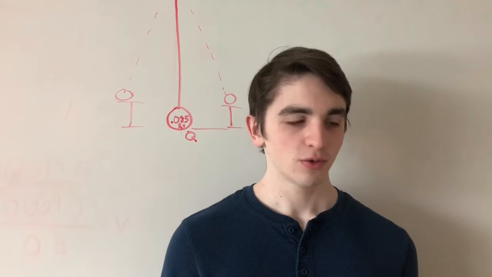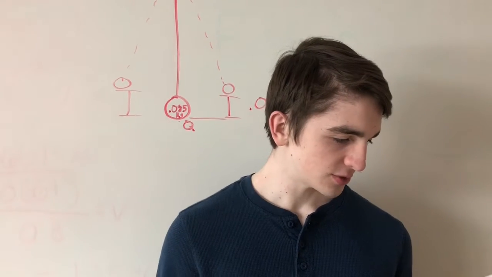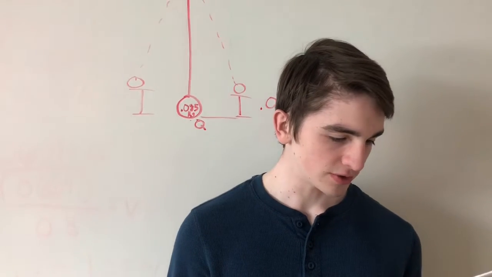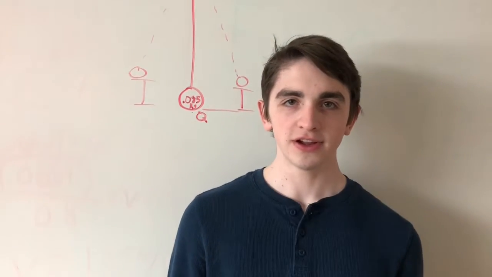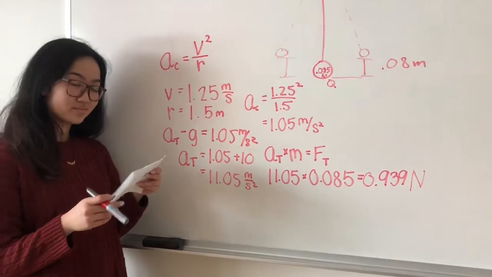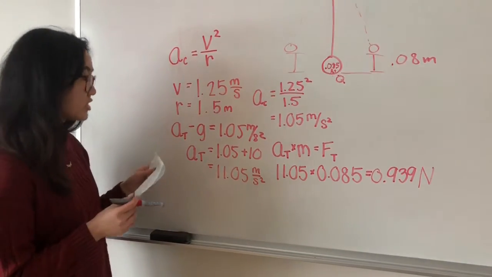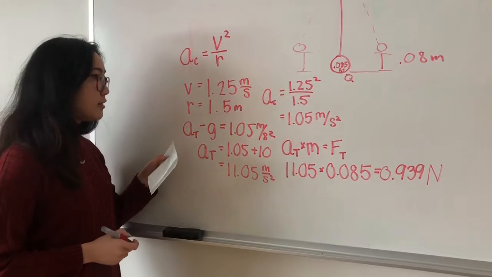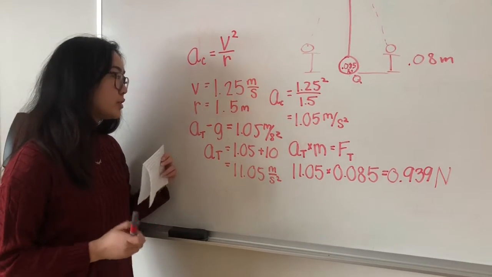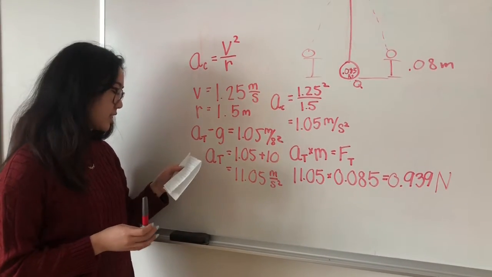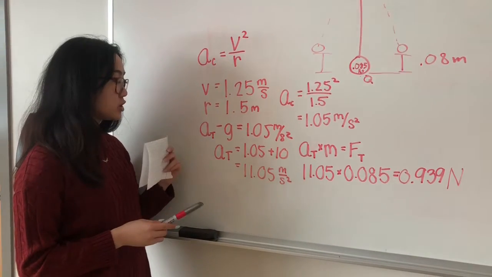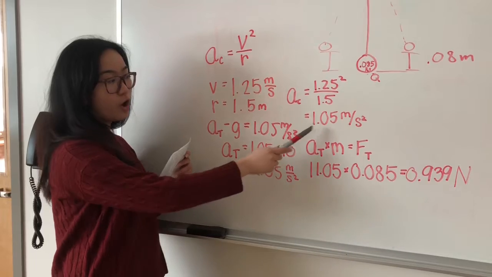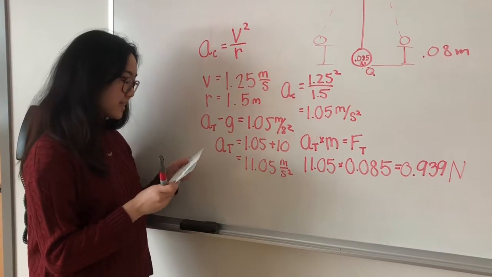Now, the next question reads, calculate the tension in the string when the bob is passing through its lowest point. Francesca, can you find the tension for us? We can use the equation for centripetal acceleration, which is velocity squared divided by radius. We found that the velocity is 1.25 meters per second, and we know that the radius is 1.5 meters. This gives us a centripetal acceleration of 1.05 meters per second.